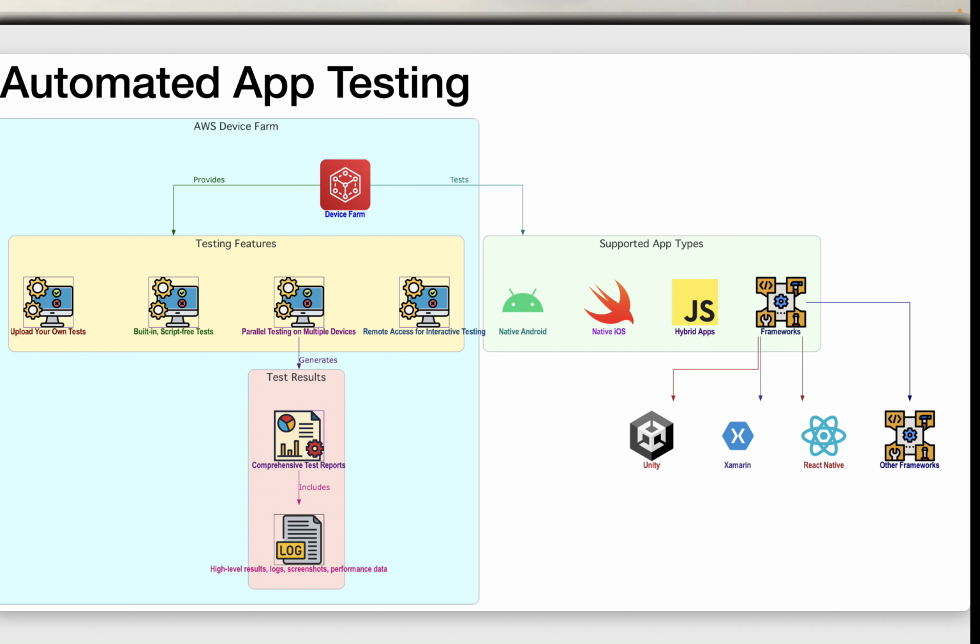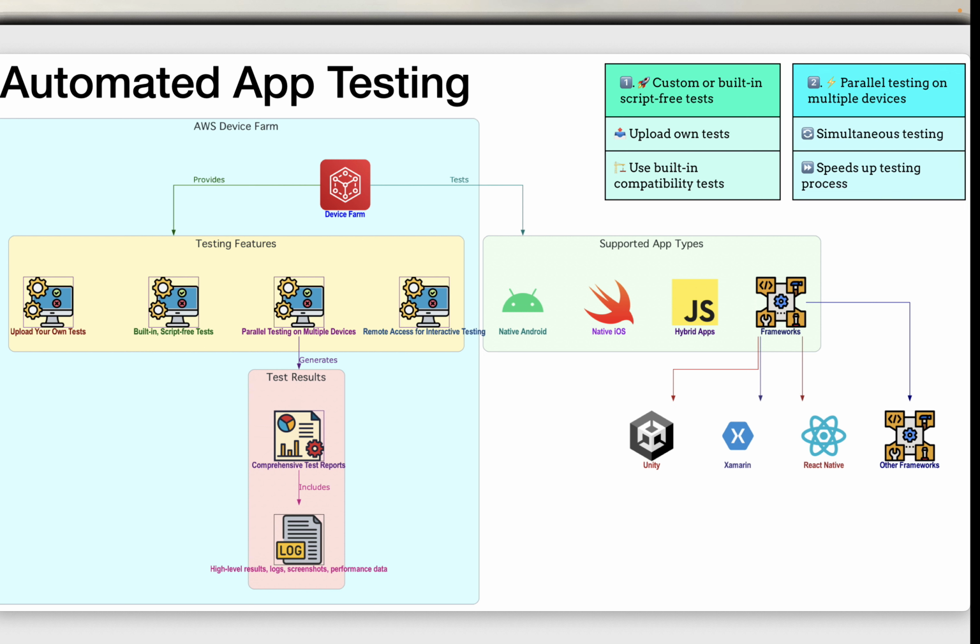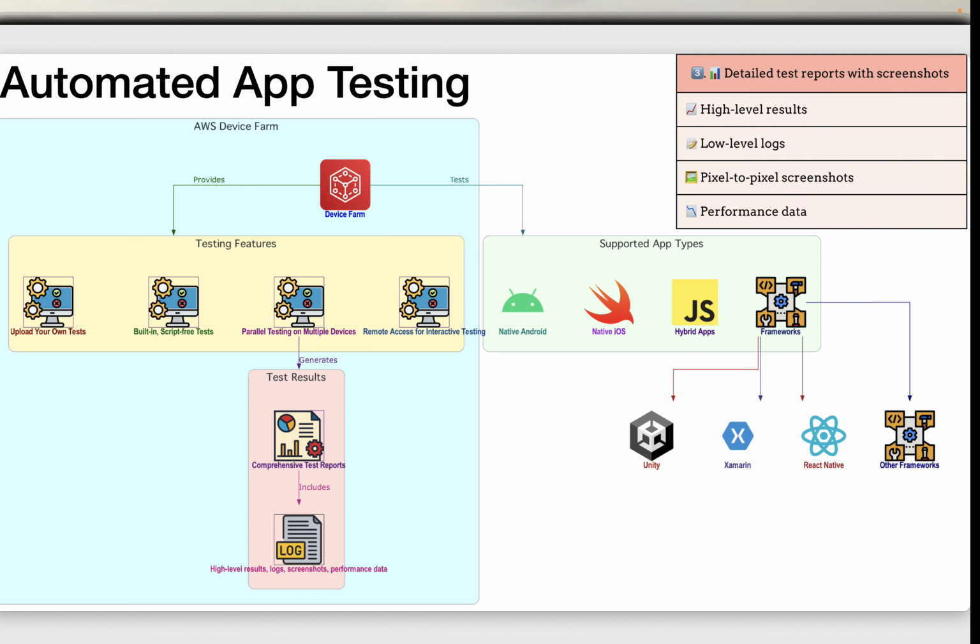So first feature is automated app testing. Device Farm allows flexibility by allowing users to upload their own test or utilize built-in script-free compatibility tests for app testing. The service performs tests in parallel, enabling simultaneous testing on multiple devices, which significantly reduces the overall time taken and speeds up the testing process. As tests are completed, Device Farm generates comprehensive reports including high-level results, low-level logs, pixel-to-pixel screenshots, and performance data, providing thorough analysis of app behavior.